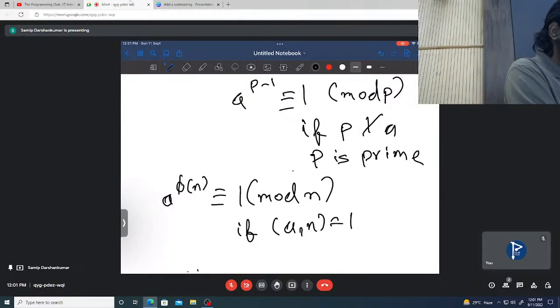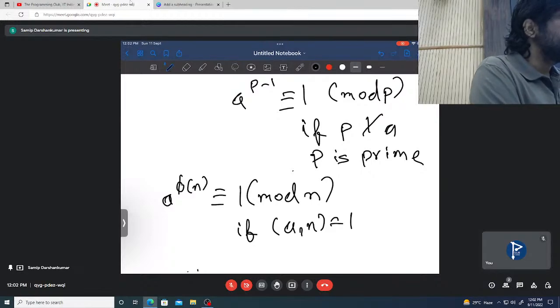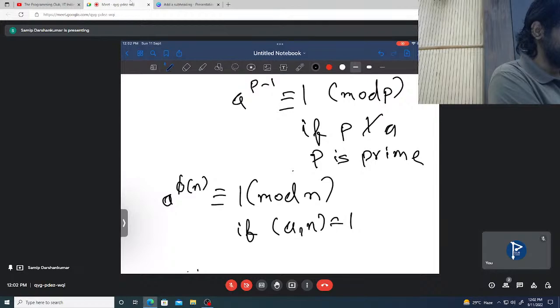So a power phi of n, where phi is the Euler totient function, is equivalent to 1 modulo n. So if we take power phi of n for any number n, and if a and n are coprime, then a power phi of n gives modulo as 1. That's a pretty useful property when the modulus is not prime. We can calculate modulus by this theorem.